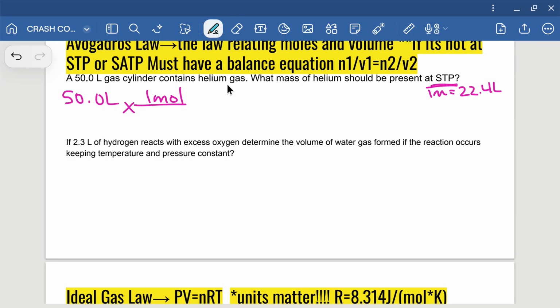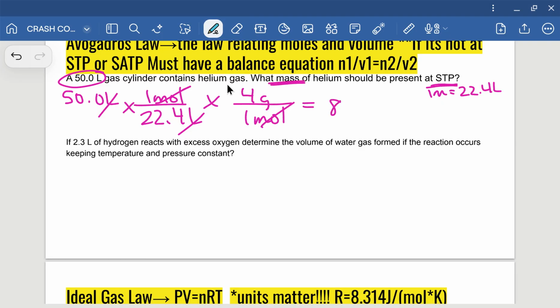So we have 22.4 liters in the bottom. So this gets liters to cancel. And now you're at moles of helium. So now we can turn the moles of helium into grams, because that's what mass is. And there's 4 grams per 1 mole. So now moles cancel and you're left with grams. So we'll plug this into our calculator. And from this first value, we want 3 sig digs to get 8.93 grams.